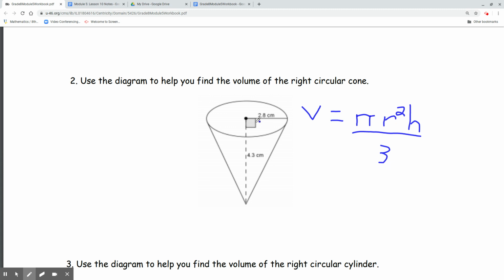So if you look here, we have a radius of 2.8 centimeters and a height of 4.3 centimeters. So you need to rewrite the formula with those numbers plugged in. So pause the video, see if you can plug them in yourselves, and then I'll show you what mine looks like.